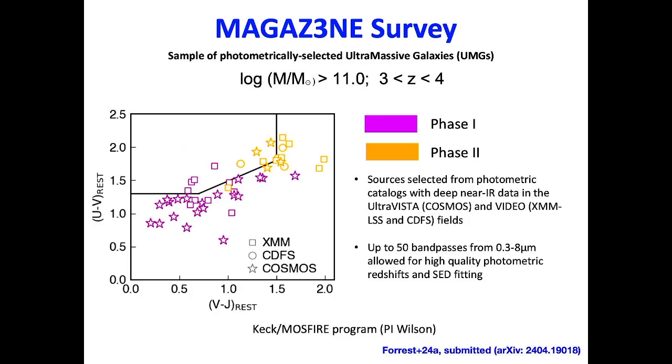So you see the sample here in UVJ space, and we actually split our survey into 2 phases. Phase 1 was those galaxies you see there in purple. They're lying in the blue part of the UVJ diagram, and that was deliberate. We wanted to go after a sample that was less likely to be contaminated by dust or by AGN, and we thought we'd be more likely to get spectroscopic redshifts for those galaxies.